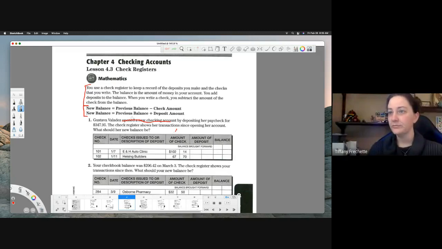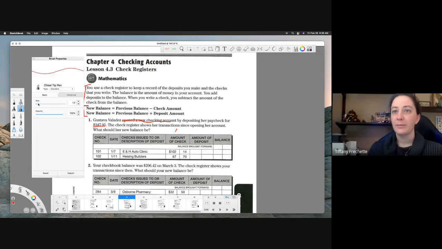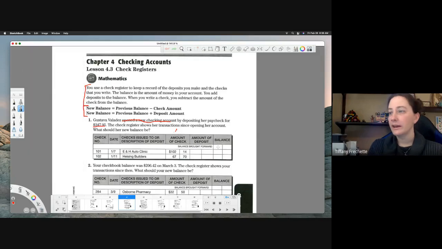All right. So opened a new checking account by depositing her paycheck. So this was her opening balance. So we simply just want to write her opening balance, and I'm going to make my pen a little bit smaller here so that I can actually write in this little area. So 347.95.